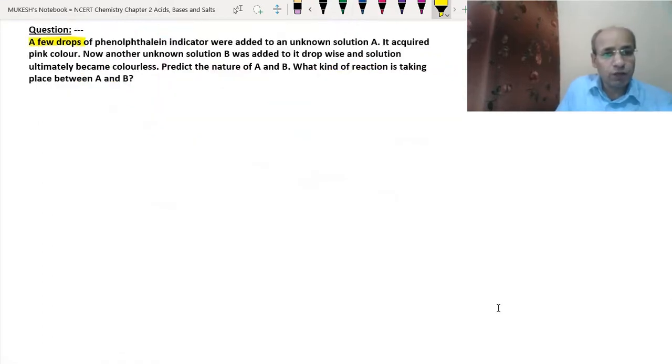A few drops of phenolphthalein indicator were added to an unknown solution A. It acquired a pink color. Now another unknown solution B was added to it dropwise, and the solution ultimately became colorless. Predict the nature of A and B, and what kind of reaction is taking place between A and B.